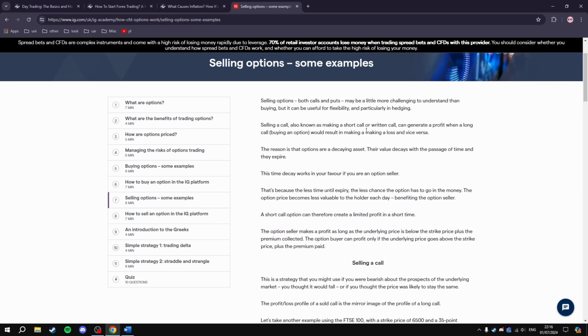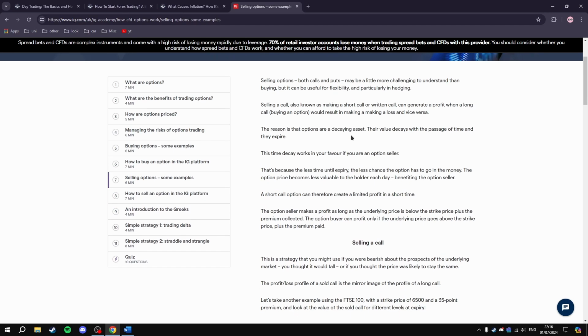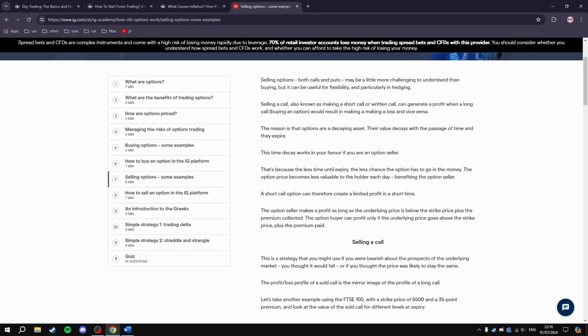A reason for that being options are decaying assets, so their value decays with the passage of time and they expire. So this time decay works in your favor if you're an option seller. That's because the less time until expiry, the less chance the option has to go into the money, so the option becomes less valuable to the holder or the buyer each day, which benefits the option seller.